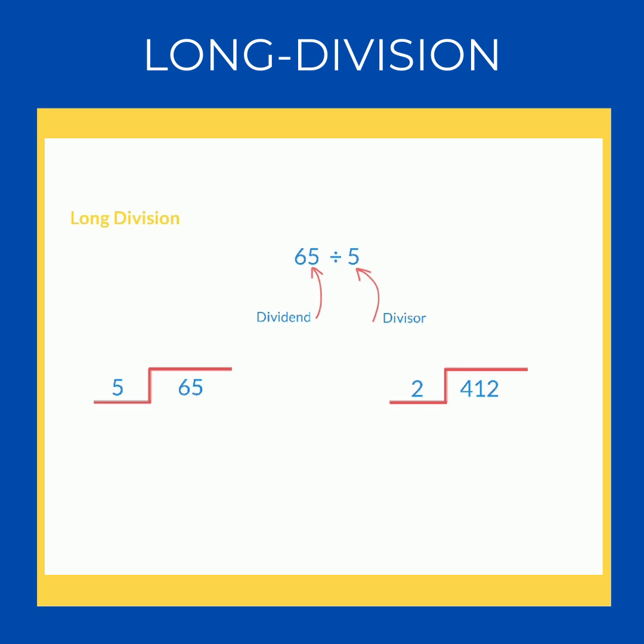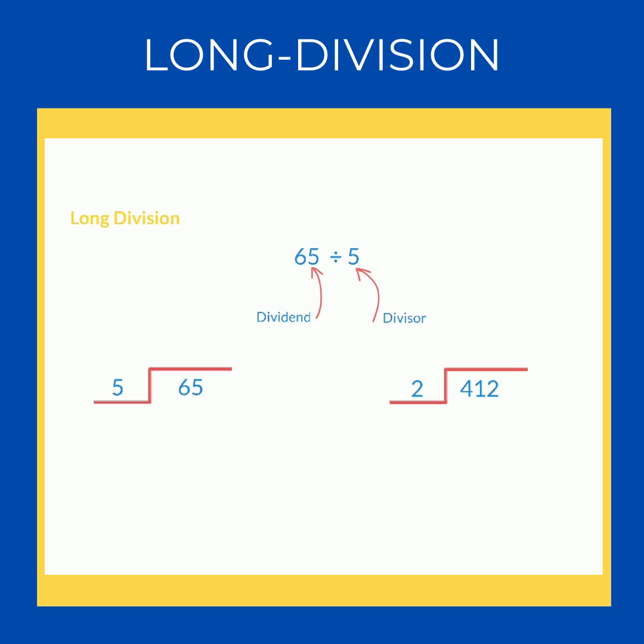So today's lesson is basically a continuation of the previous lesson entitled division. In this lesson, I'm going to talk about long division. So if I have 65 divided by 5, we learned last time that the first number is called the dividend, while the second number is called the divisor. So now let's divide 65 by 5 using the long division method.